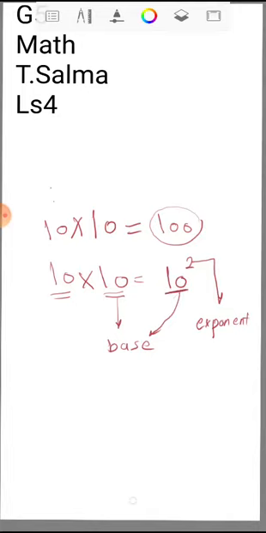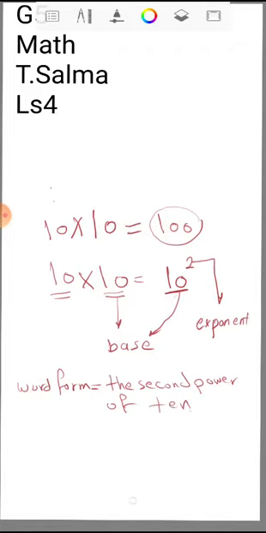And how will I write or read this number? To read this number, you will read it as the second power of 10. The second power of 10. So if you want to write the number in word form, it will be the second power of 10.